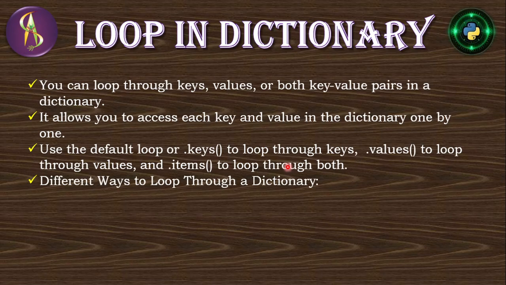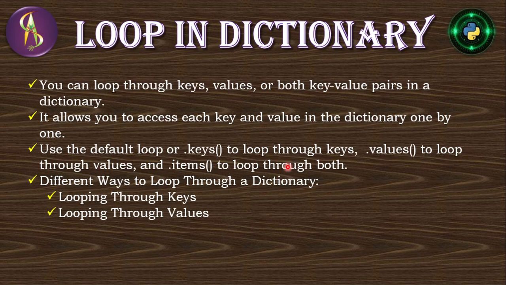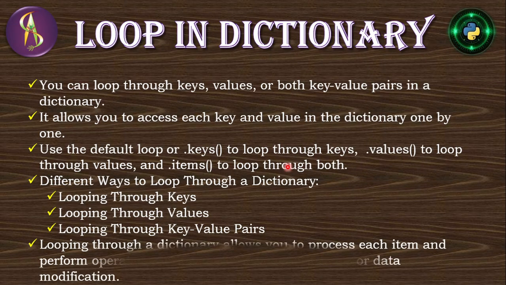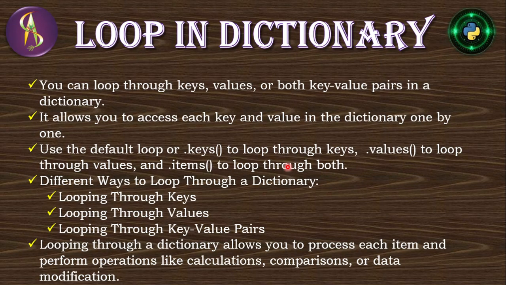The next one, different ways to loop through a dictionary. First, looping through keys. Second, looping through values. And third one is looping through keys and values both, or you can say looping through key value pairs, right? And the last point is that looping through a dictionary allows you to process each item and perform operations like calculation, comparison, or other data modification.